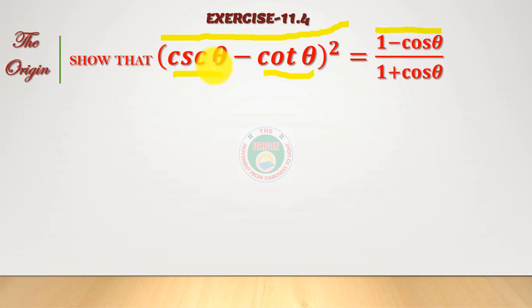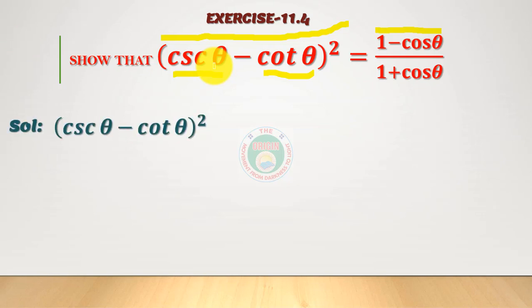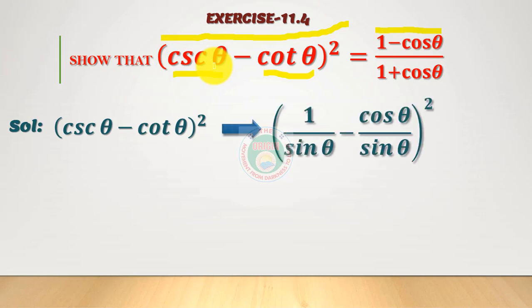And I am going to simplify the problem. That is the first step. Problem I taken here: cosecant theta minus cot theta whole square. First, cosecant theta is what? Reciprocal of sine, that is 1 by sine theta. Cot theta is cos theta by sine theta. So here I am converting the trigonometric ratios into the sine and cos functions.